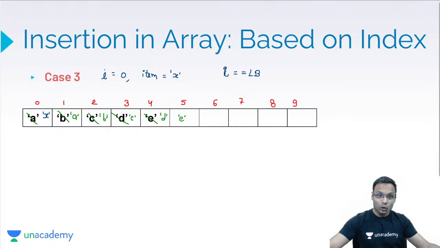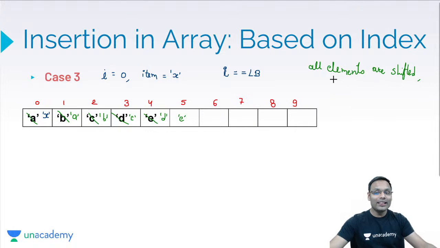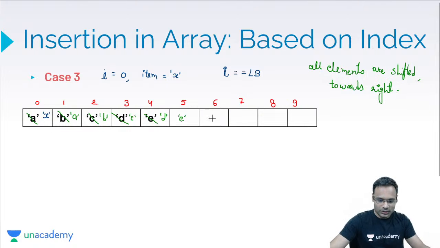I equals lower bound, yes, in that case all the elements are shifted. Which side shifted? All the elements are shifted towards the right. Right? Got it? Understood? Fine.